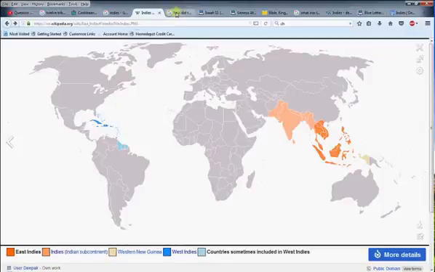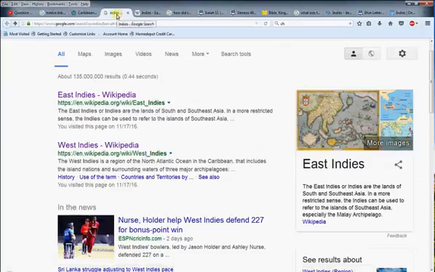All right. So I wanted to pull this up here, and I was going into that word Indies, and I was referring to independent. Okay. So starting with East Indies, because the East was before the West, it says the East Indies, or Indies, are the lands of South and Southeast Asia. In a more restricted sense, the Indies can be used to refer to the islands of Southeast Asia, especially in the Malay archipelago.